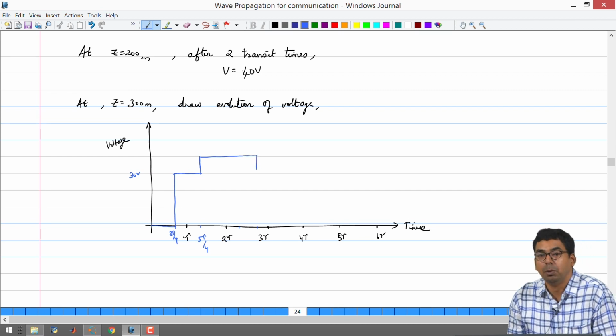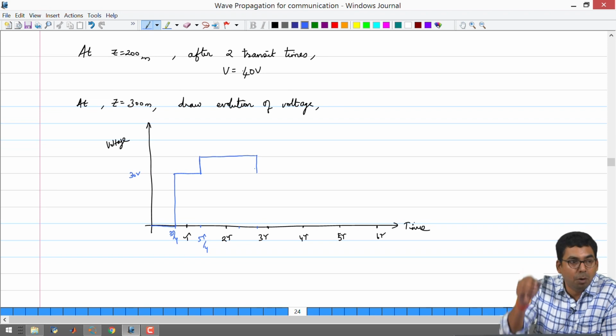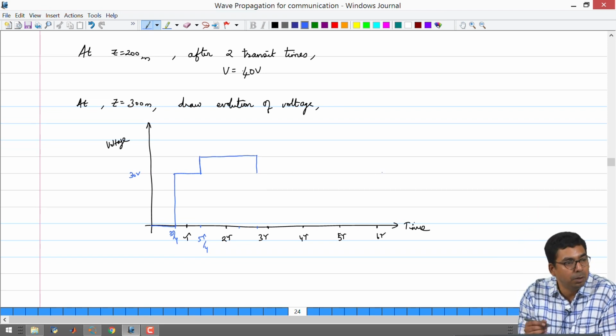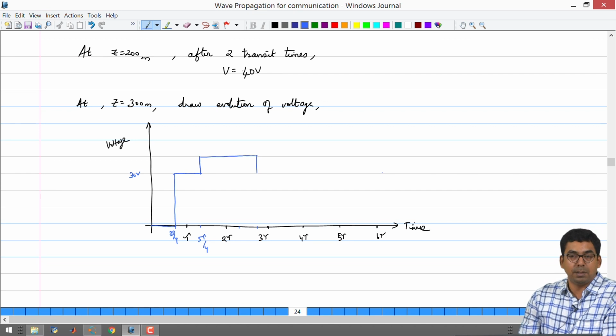It is going to drop down to 30 volts again, all right. And then one can keep drawing as you go from top to bottom in your bounce diagram how the voltage is going to evolve. So, a typical question that can be asked is draw the evolution of the voltage, all right. And there can be other questions as to is it possible that the voltage in the transmission line is higher than what you supplied.